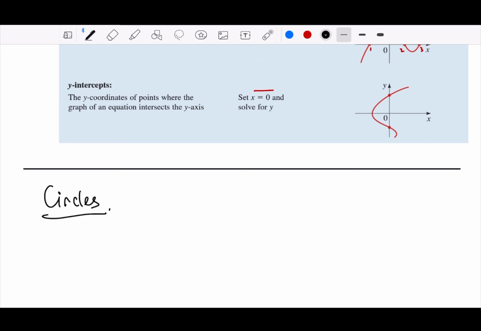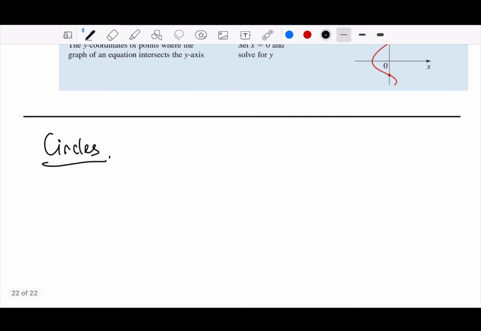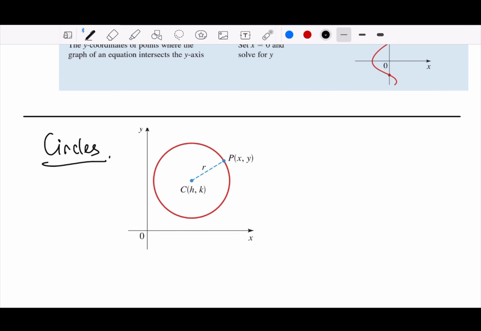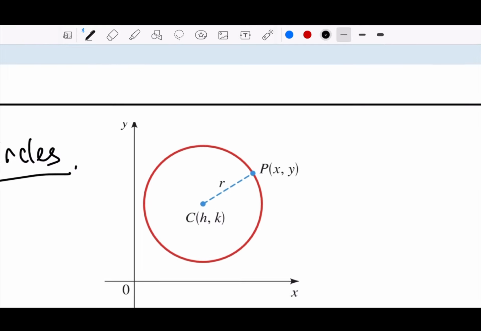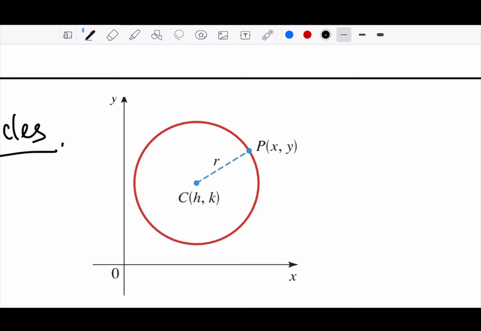Let me start with the picture. Start with this picture here. Let's say the red circle here is our circle representation, which means that if we look at P and C, C will be the center, and P is the point on our curve or our circle. If we move P anywhere on the circle, the distance from the center to P is always the same, which is the constant R, the radius.